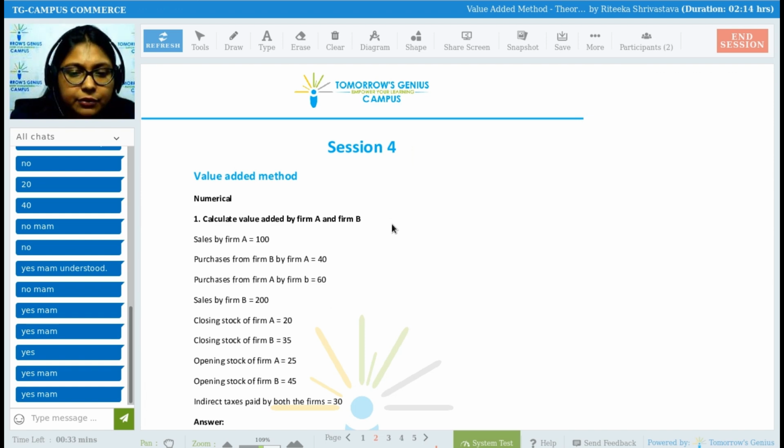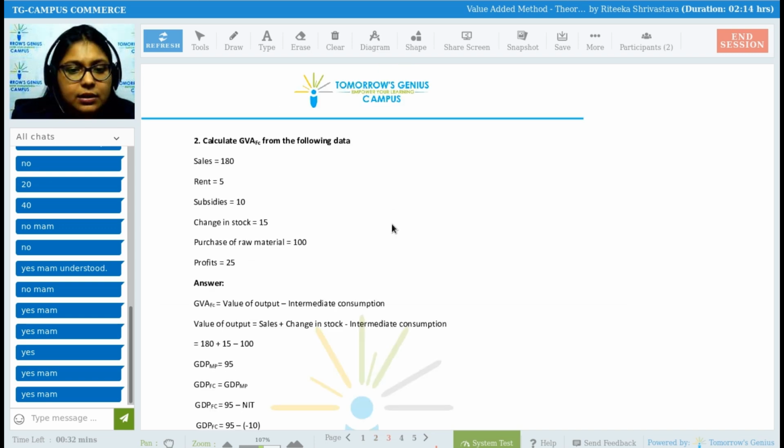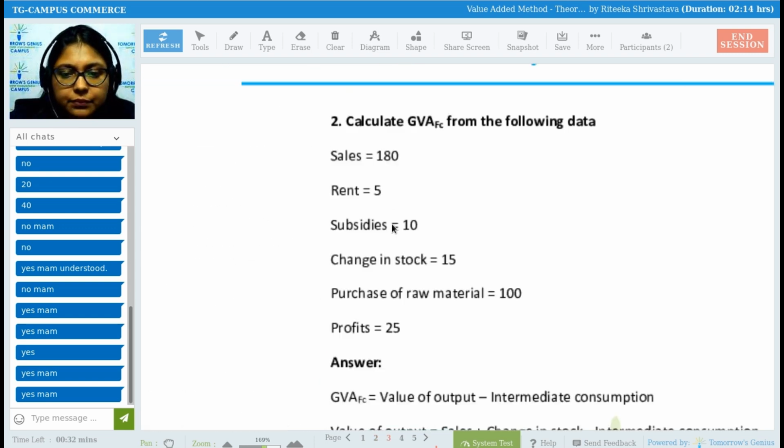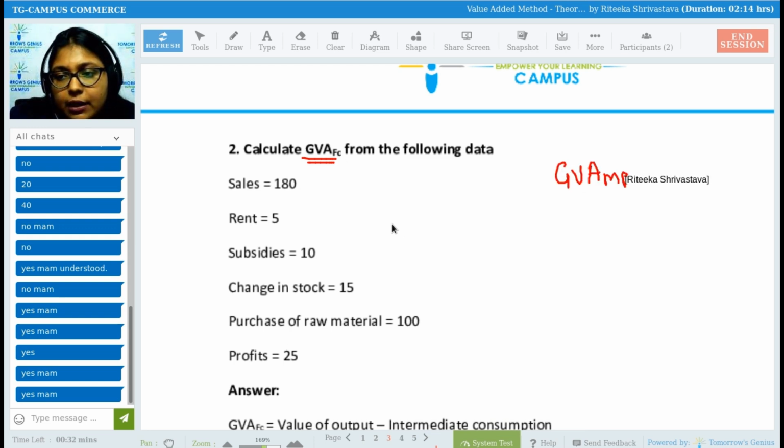I'll not give you the first one directly. It is a little bit confusing. Let us move to start with the second question. See, the second question says you have to calculate GVA at FC. So for calculating GVA at FC, the first thing you will do is calculate GVA at MP or GDP at MP.